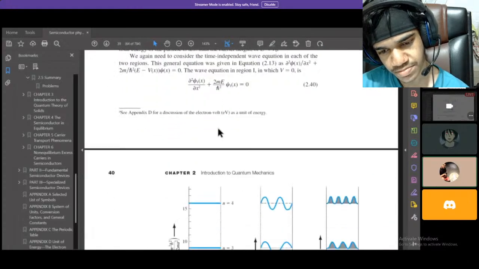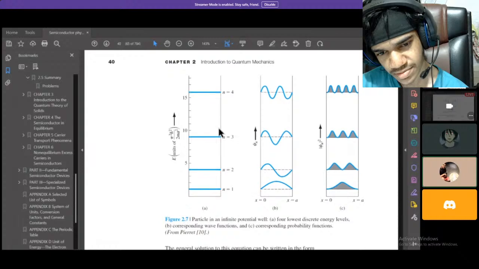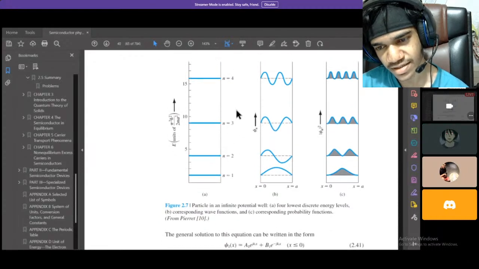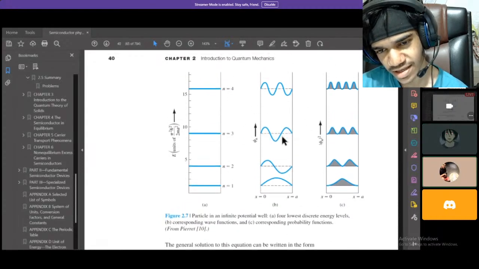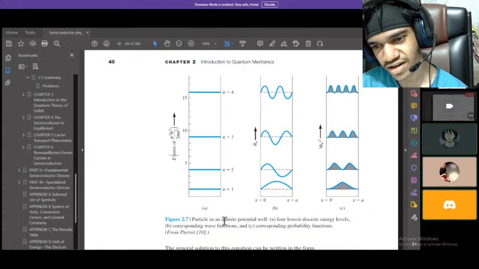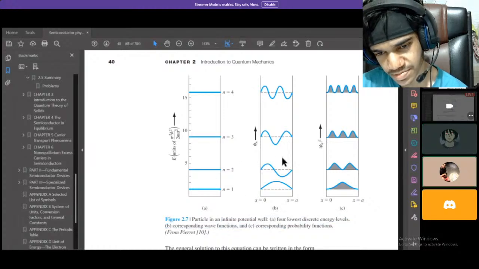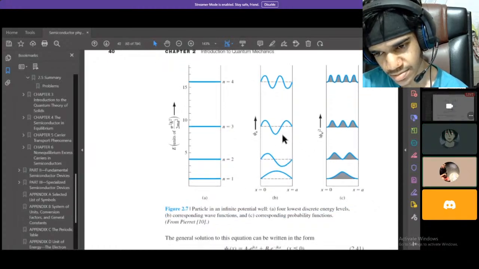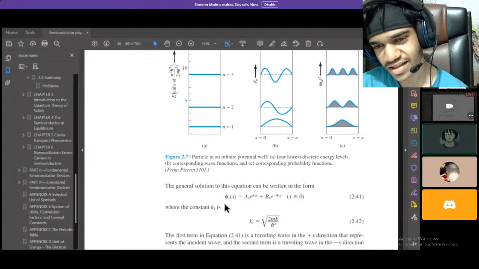So here is one more thing. This is the thing we were talking about, I think. Here are the diagrams. I didn't read it till now. This is the infinite potential well. Here the J has been used.